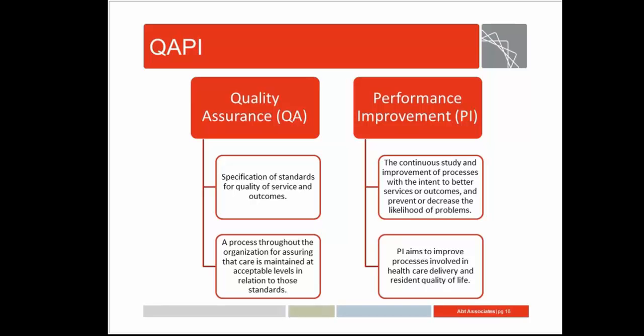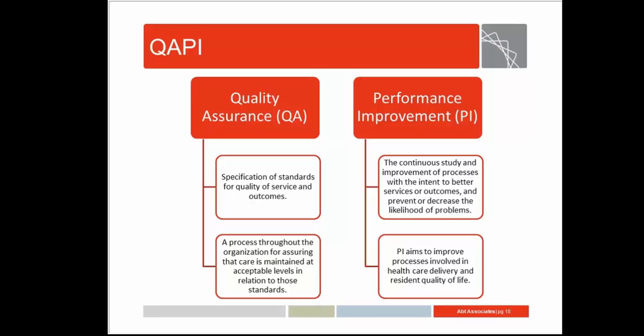PI, also called quality improvement, or QI, is a continuous study or improvement of processes with the intent to better services or outcomes of the services and prevent or decrease the likelihood of problems by identifying areas of opportunity, testing new approaches to fix underlying causes of persistent or systemic problems, or barriers to improvement. PI in nursing homes aims to improve processes involved in healthcare delivery and resident quality of life, and ultimately PI can make good quality even better.